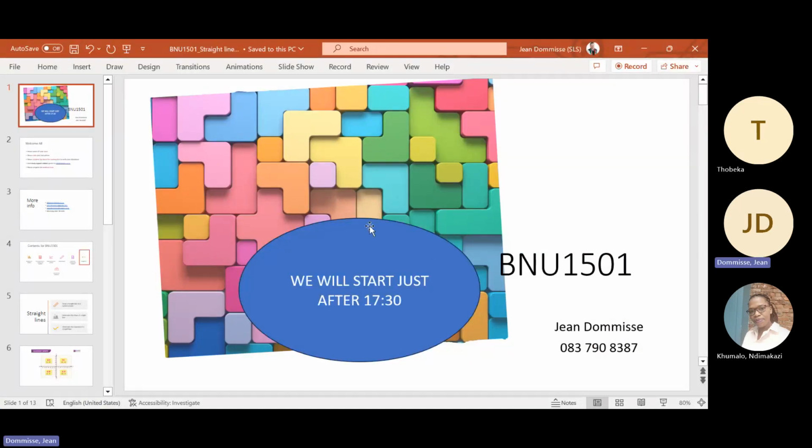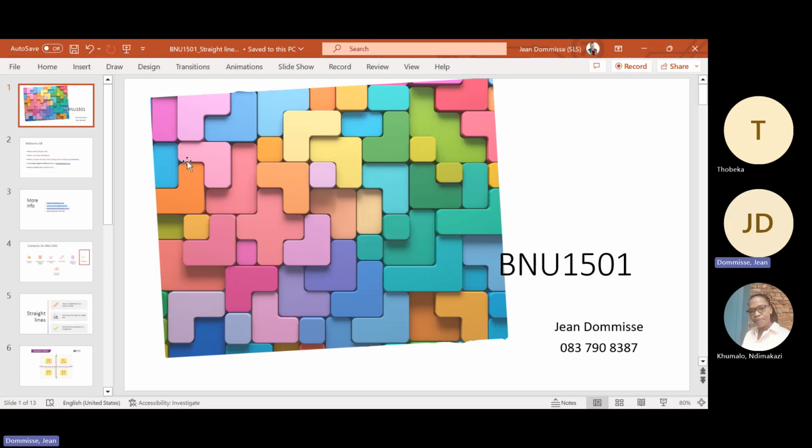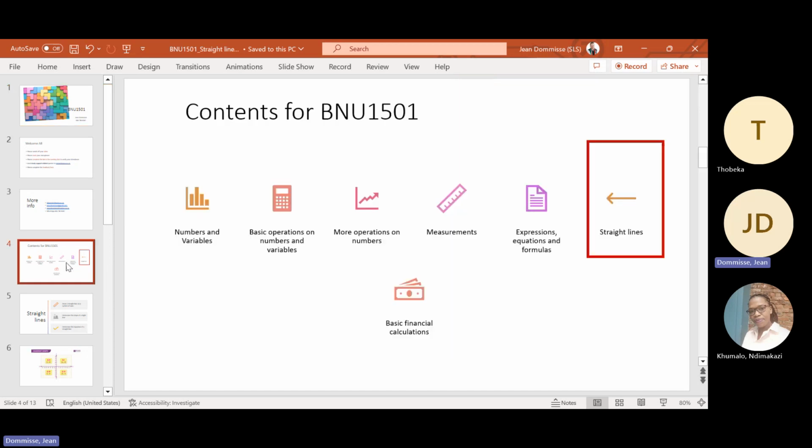Okay, great. So let's start with the session tonight. I think it's probably going to be a shorter one than normal. We're going to focus on straight lines tonight, and then next week we're going to focus on the financial maths component. So next week we will definitely focus on the basic financial calculations.